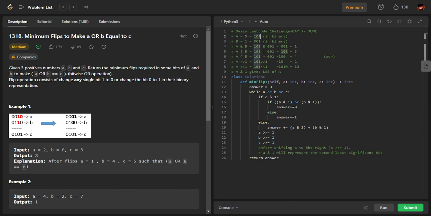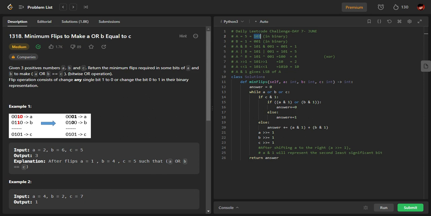Now how do we get to know that 101 represents 5? When we talk about decimal, the unit place refers to 10 power 0, the next place refers to 10 power 1, and so on. Similarly, this is binary, which means every place has a base of 2. So the unit place will be 2 power 0, the first place will be 2 power 1, and the second place will be 2 power 2, and so on.